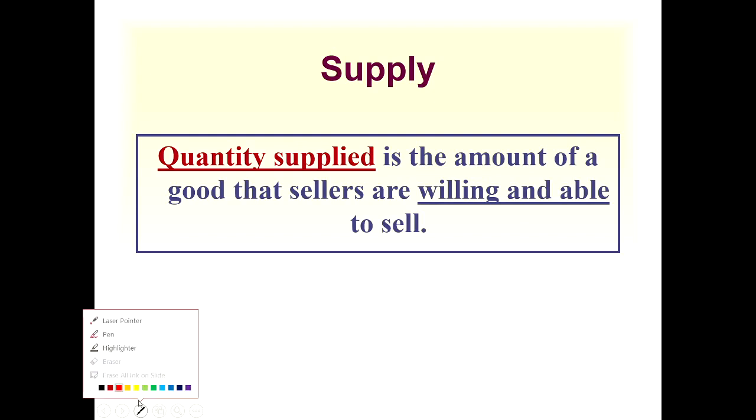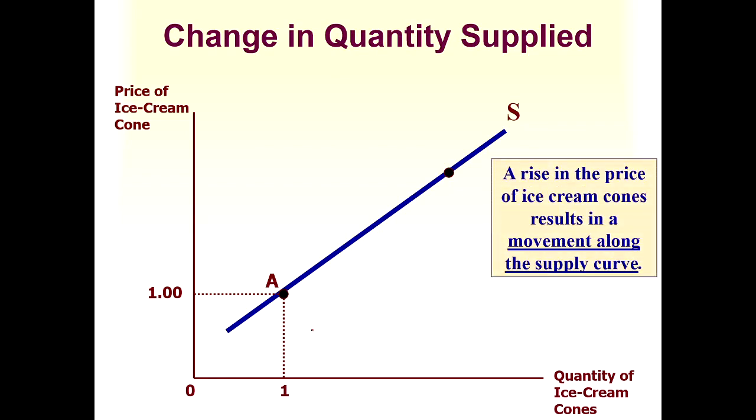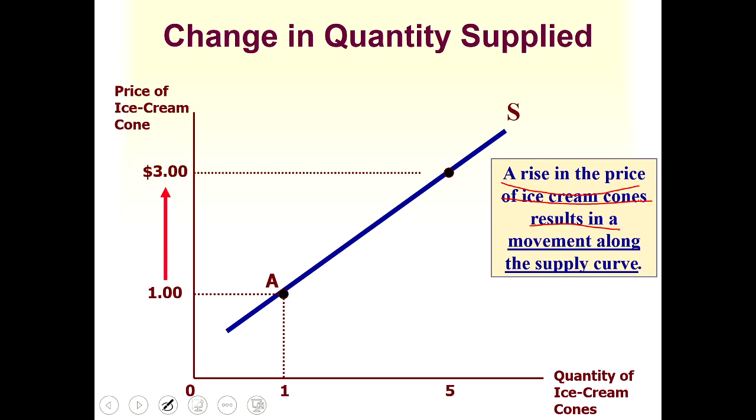Alright, so quantity supplied is the amount of a good that sellers are willing and able to sell at different price levels. So when we talk about change in quantity supplied, this is what we are talking about. When there is a rise in the price of ice cream cones, it results in a movement along the supply curve. So when the price increases from $1 to $3, the movement along the supply curve is from point A to point C. See?